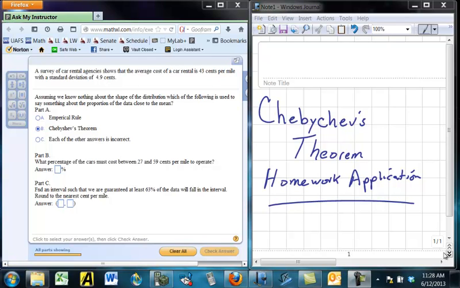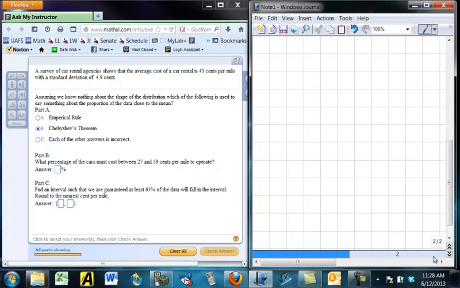We're going to be looking today at Chebychev's theorem, and we're going to be applying it to a particular homework problem from MyStatLab. It says a survey of car rental agencies shows that an average cost of a car rental is 43 cents per mile with a standard deviation of 4.9 cents. So we know that the mean mu is 43, in cents per mile, and the standard deviation is 4.9, also cents per mile.